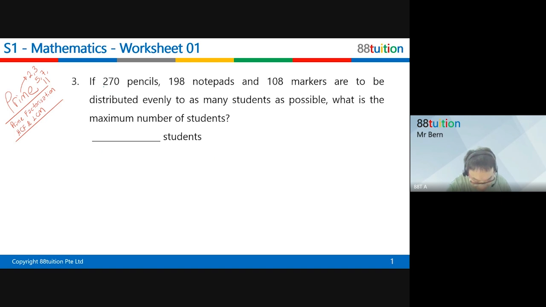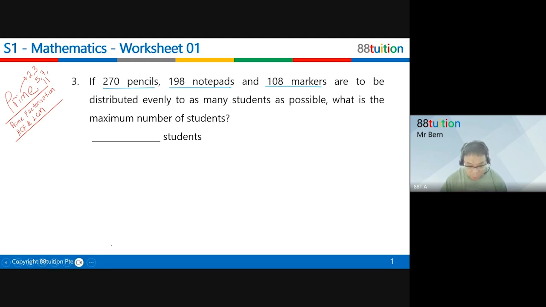If there are 270 pencils, 198 notepads, and 108 markers, so many things. You got notepads, pencils, and markers. It's like the Sec 1 orientation. Maybe you're coming into Sec 1, then your seniors prepare some gifts for you, which consist of pencils, notepads, and markers, something like that. For example. But if you never received gifts from your seniors, it's okay also. I'm just giving an example.